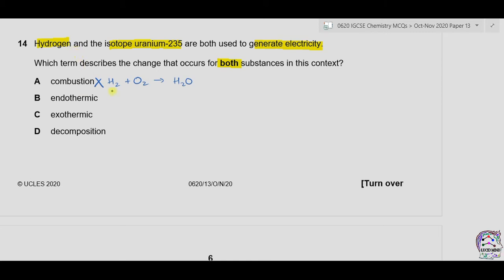B is endothermic. Now combustion of hydrogen is exothermic, while the uranium isotope also releases energy in a nuclear reaction. So it is not endothermic, it is exothermic. C is exothermic, as energy is released both in hydrogen and in the uranium nuclear reaction, and that energy could be used to make electricity. So C is the correct option. D is decomposition. Decomposition means breaking. This is not true, as hydrogen does not decompose. The correct answer is therefore C.